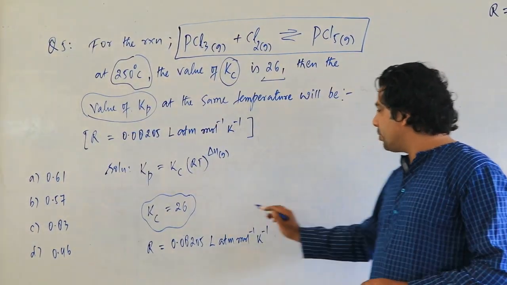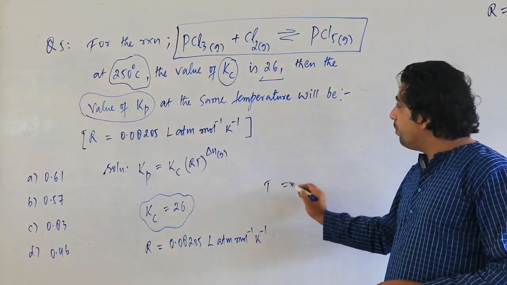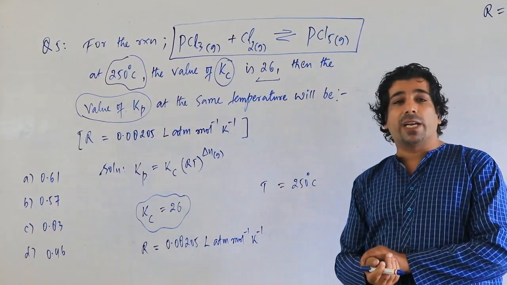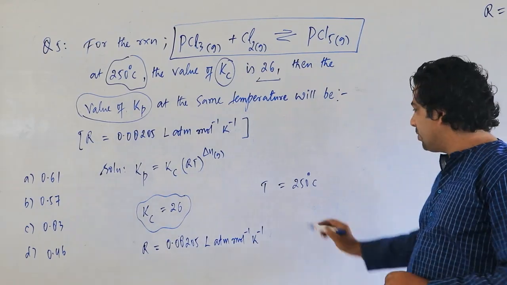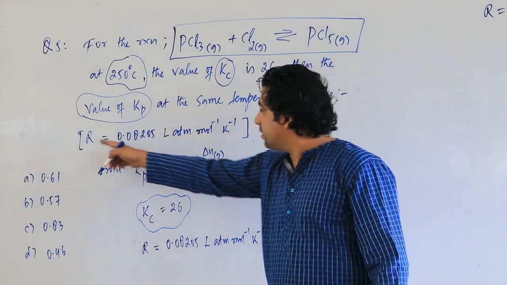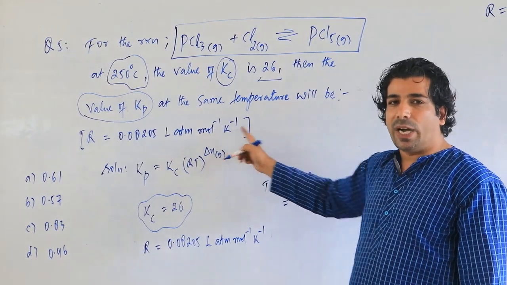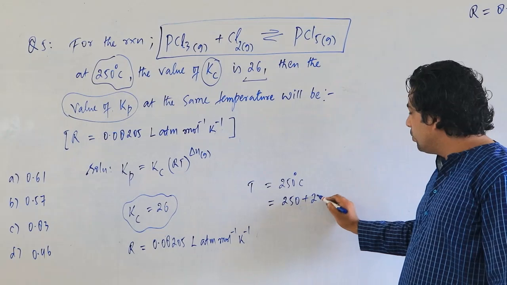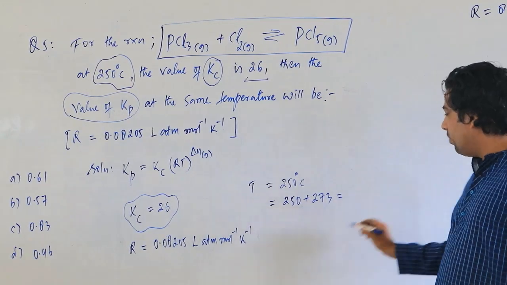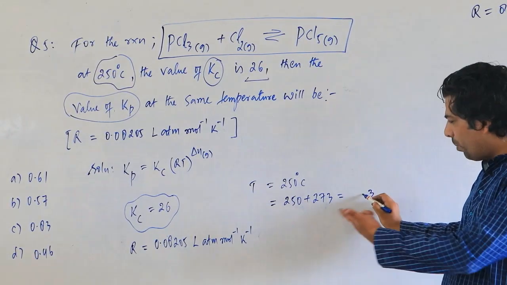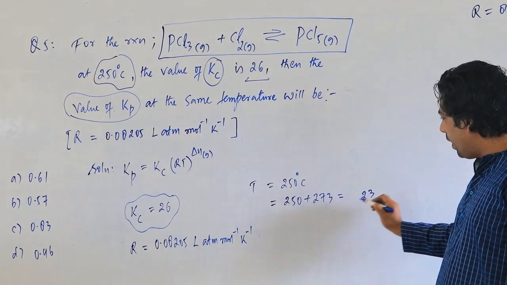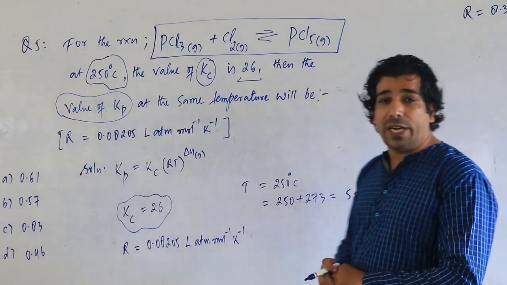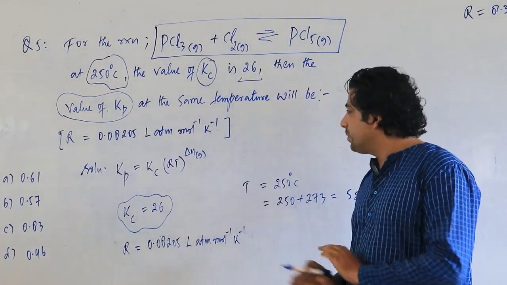Now look at the temperature. Temperature is given to me as 250 degrees Celsius. My dear friends, I have to convert it into Kelvin for my calculations. Because look here, for the ideal gas constant, we have per Kelvin. So I will convert this degree Celsius into Kelvin. That is 250 plus 273, my dear friends. And how much is this? This is 523 Kelvin. So the temperature is 523 Kelvin.